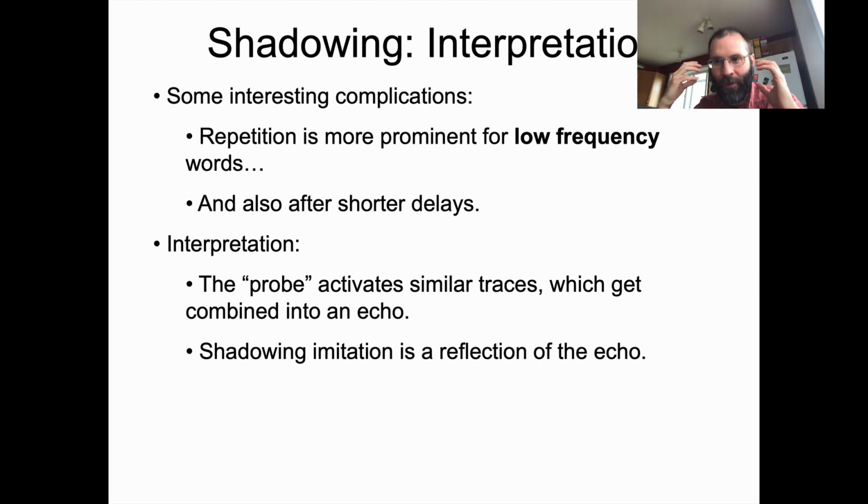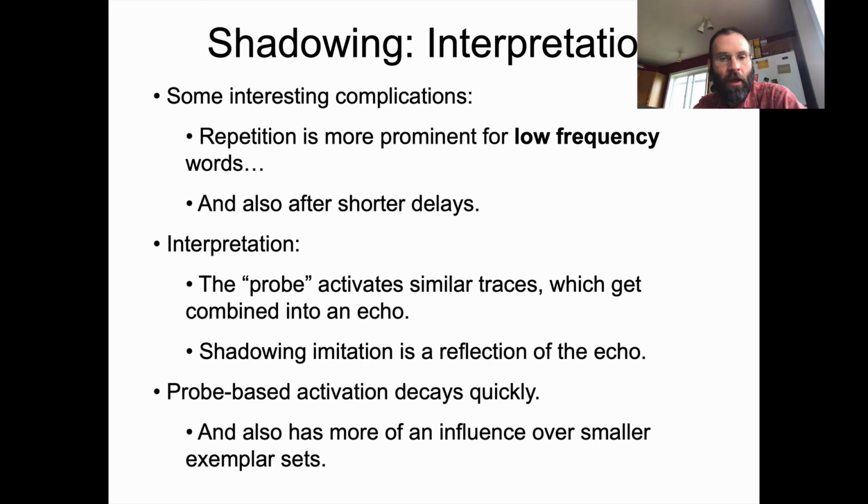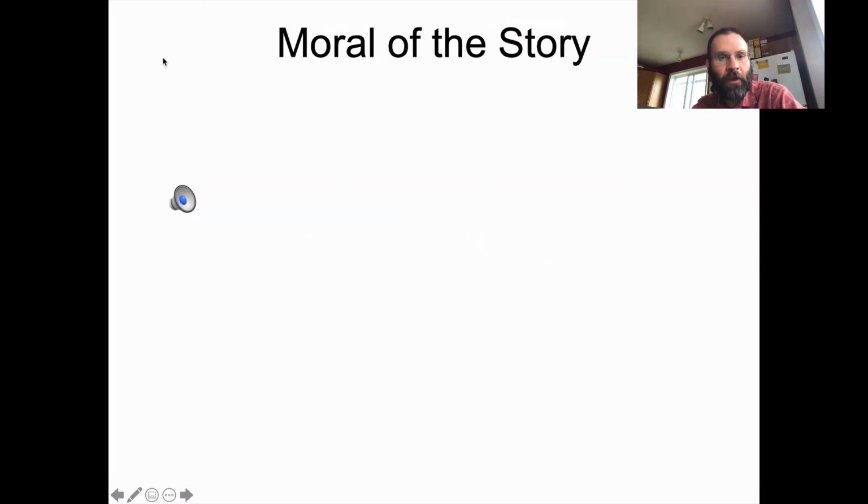If you have more information in memory, the more of an effect that memory is going to have on your production. Also, that probe-based activation decays quickly. It's kind of like what we saw for the continuous word recognition results. You lose that token's influence over time relatively quickly, and that activation will also have more of an influence over smaller exemplar sets like low frequency words.